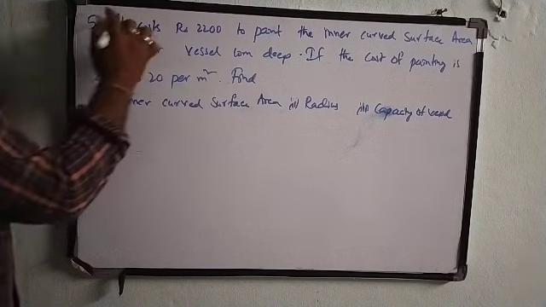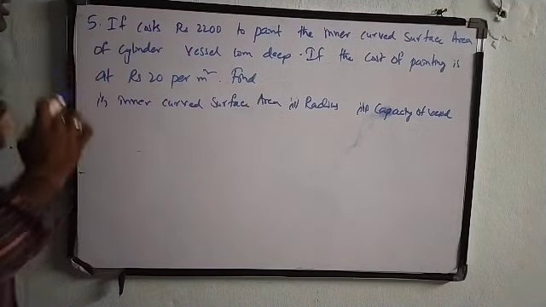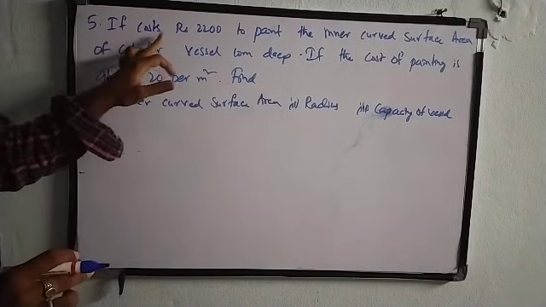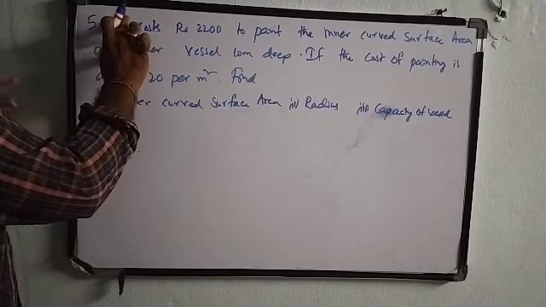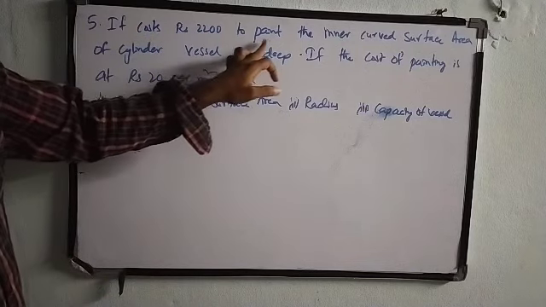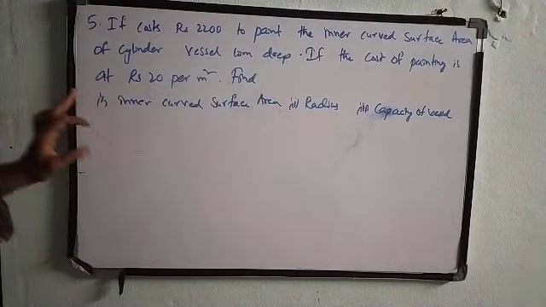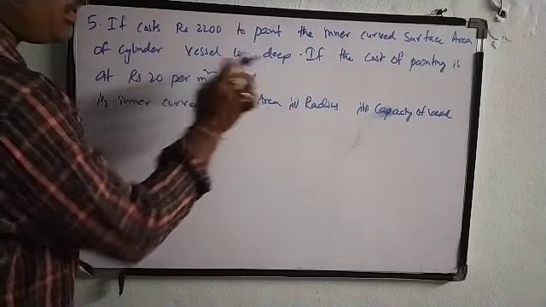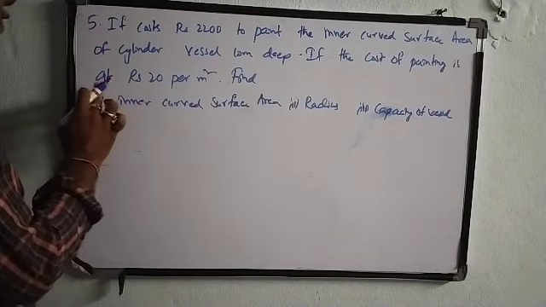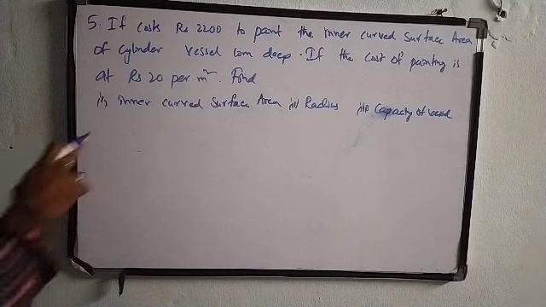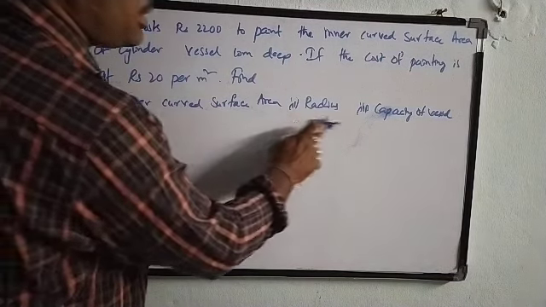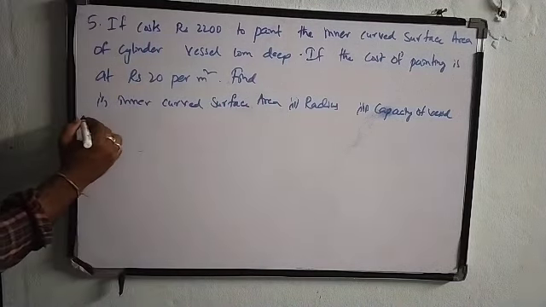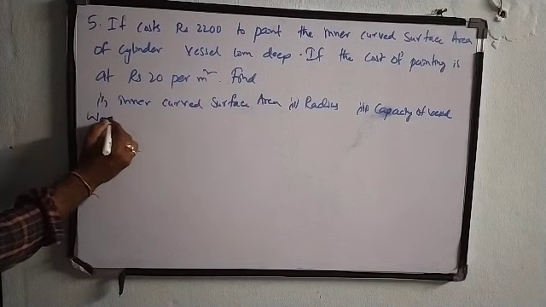Okay, next question in the same exercise, fifth question. The question is, it costs rupees 2200 to paint the inner curved surface area of a cylinder vessel 10 meter deep. If the cost of painting is rupees 20 per meter square, find the inner curved surface area, radius and capacity of the vessel. Let us see the solution for this.